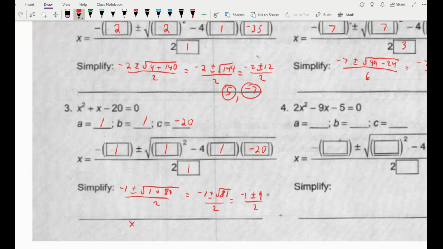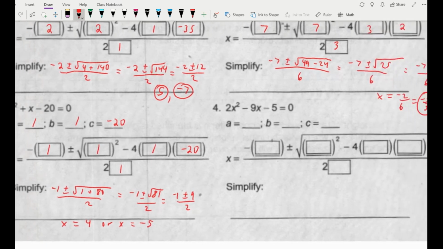So we get our two solutions. Minus 1 plus 9 is 8. 8 divided by 2 is 4. Or x equals minus 1 minus 9 is minus 10. Minus 10 divided by 2 is minus 5.